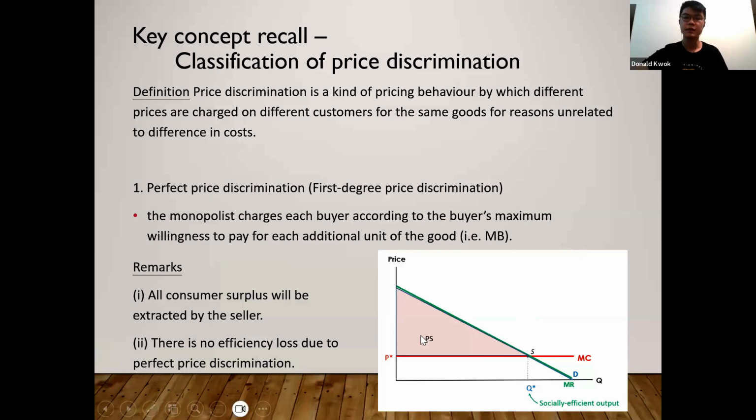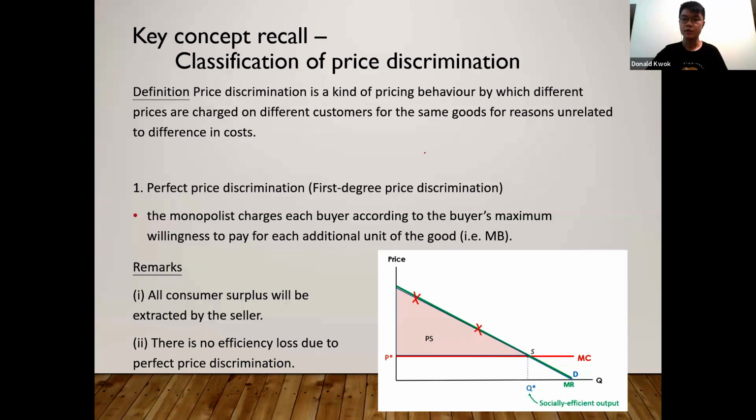So we have three types of price discrimination discussed in our course. The first one is perfect price discrimination, or we also say first-degree price discrimination. In this case, the monopolist is charging each buyer according to their willingness to pay for the good. Let's say the consumer here will be facing a higher price, while the consumer here will be facing a lower price. So different buyers are paying a different price for the same good.